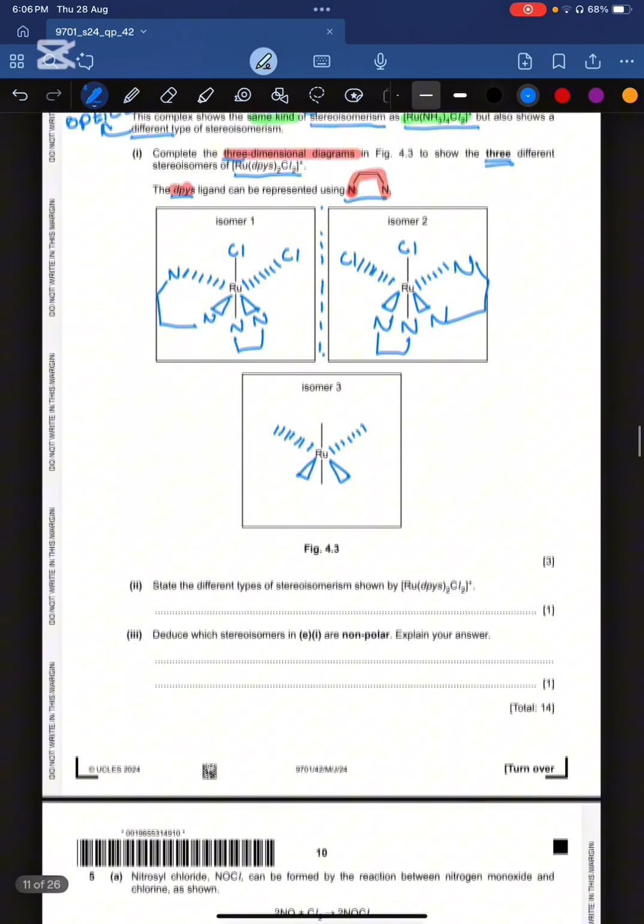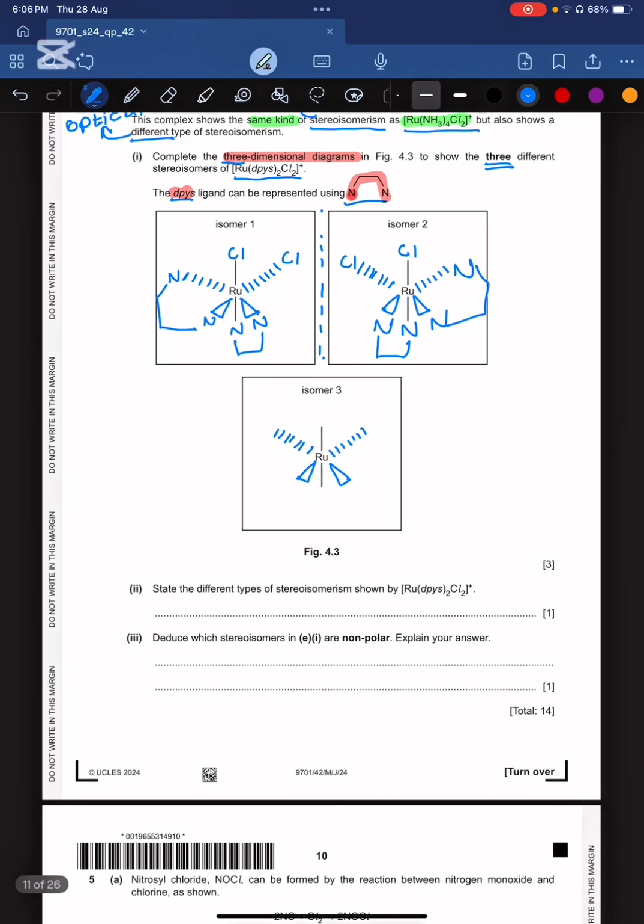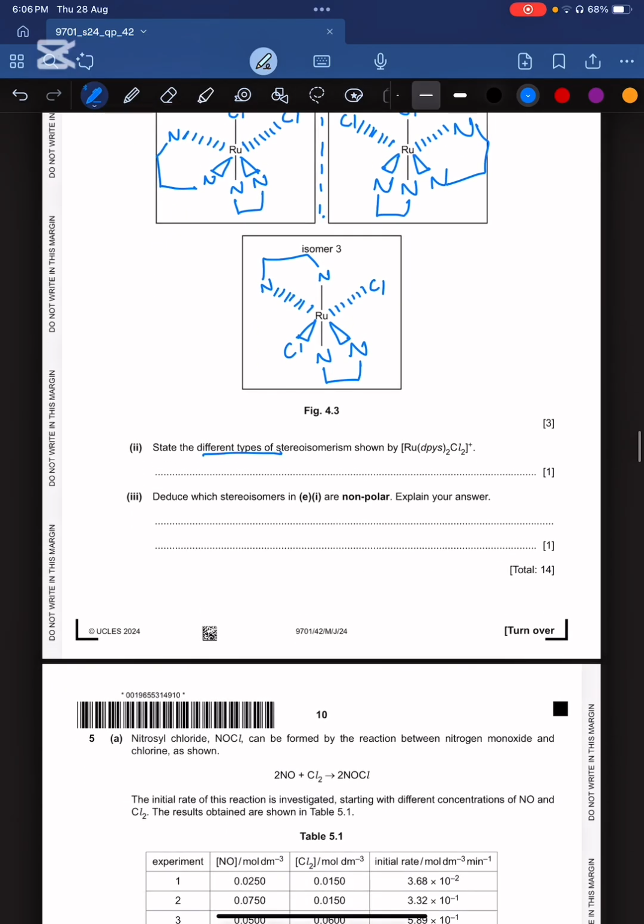Simple as that. This becomes a trans isomer. A trans isomer means that identical bonds or identical ligands are on the opposite sides. Ligands would be a better word, meaning the dBys ligand would be here, and another dBys ligand would be 180 degrees to it. The Cl and Cl would also be placed 180 degrees. So the different types of stereoisomerism shown, we already wrote that: geometrical, optical.